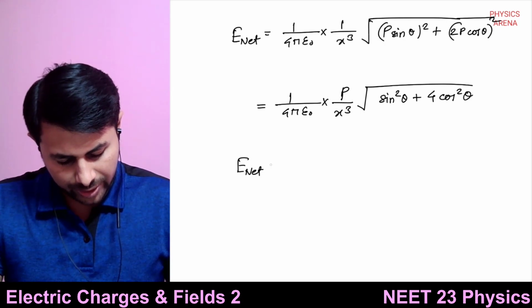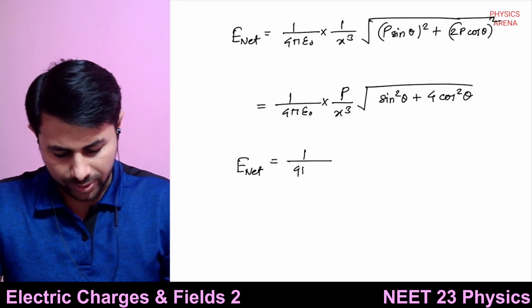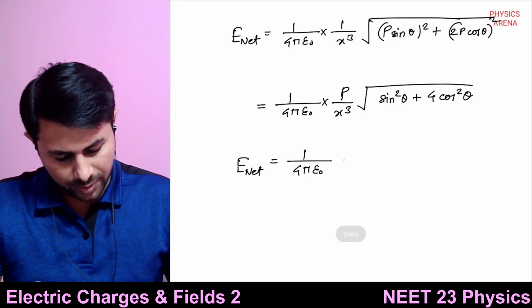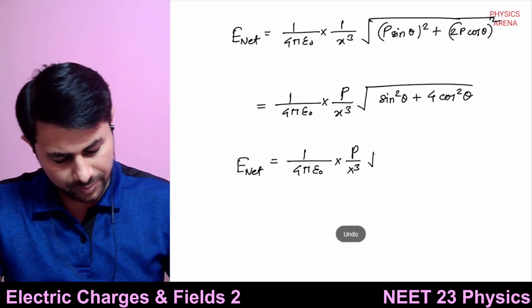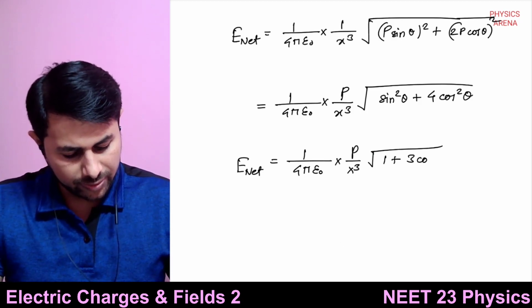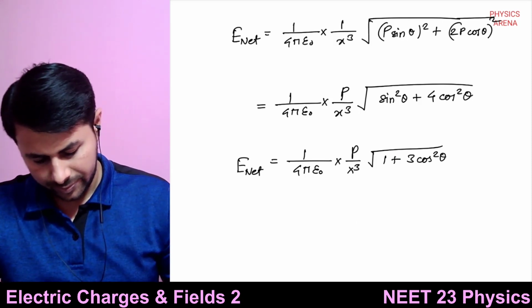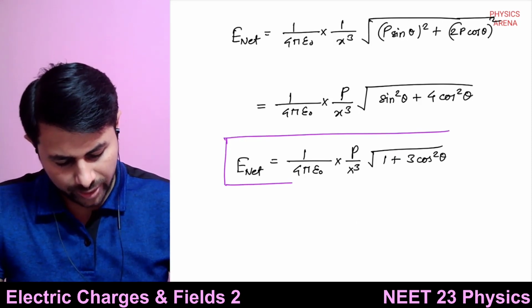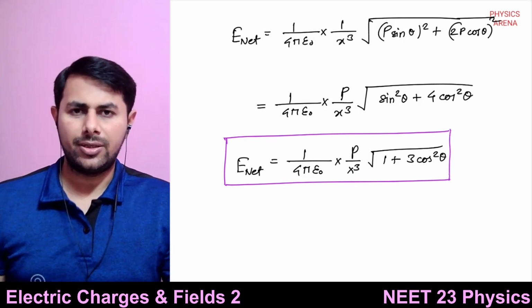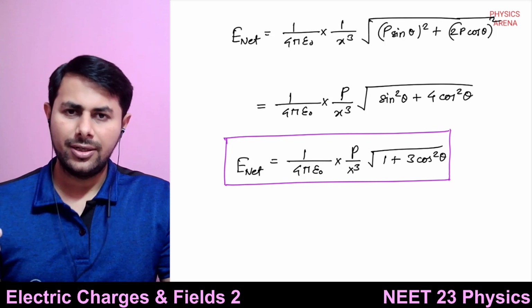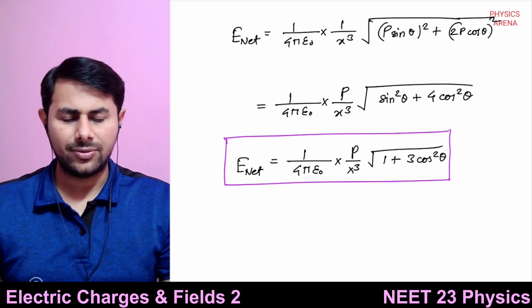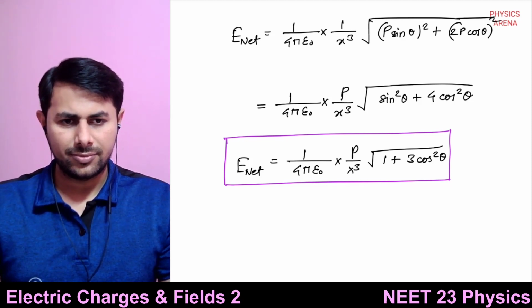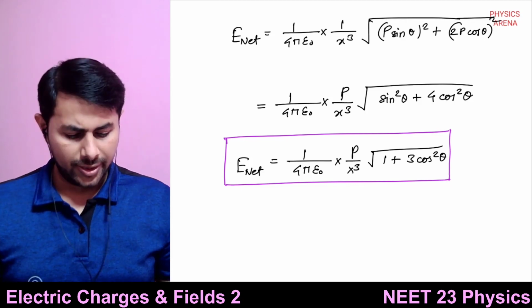So E net would be equal to 1 upon 4 pi epsilon naught multiplied by P divided by x cube multiplied by square root of 1 plus 3 cos square theta. So this is the formula. So this is the formula for the net electric field at any point, okay, at any point due to an electric dipole. Is it clear? Yes, no? Okay. So this formula is clear, right?